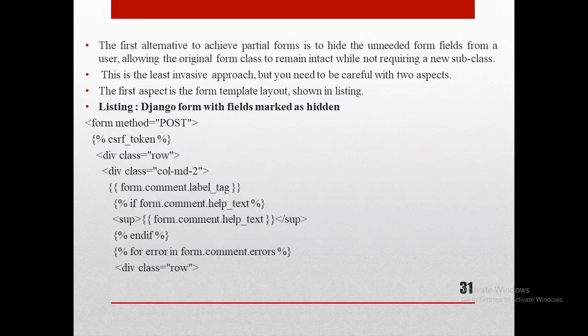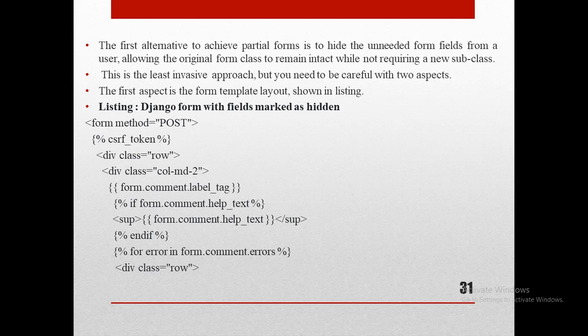Here, the first alternative to achieve that partial form is to hide the unneeded form fields from the user. That means in this case, we don't need the name and email ID fields, so we have to hide those fields, allowing the original form class to remain intact while not requiring a subclass. This is the least invasive approach, but you need to be careful with two aspects. The first aspect is the form template layout.